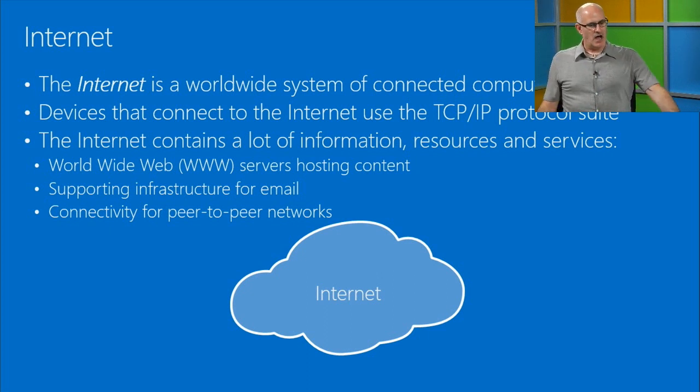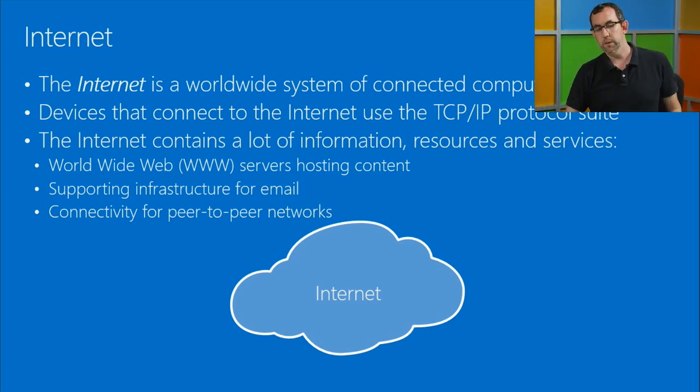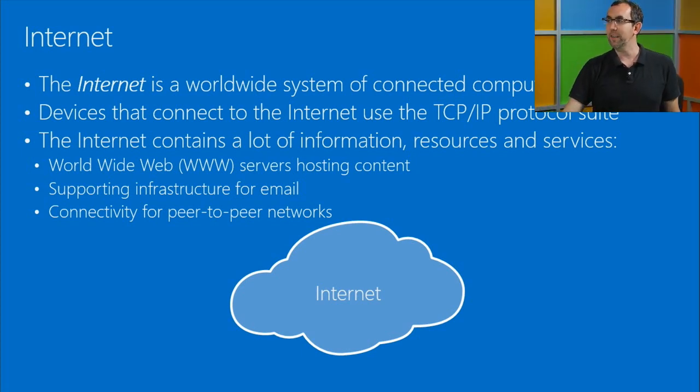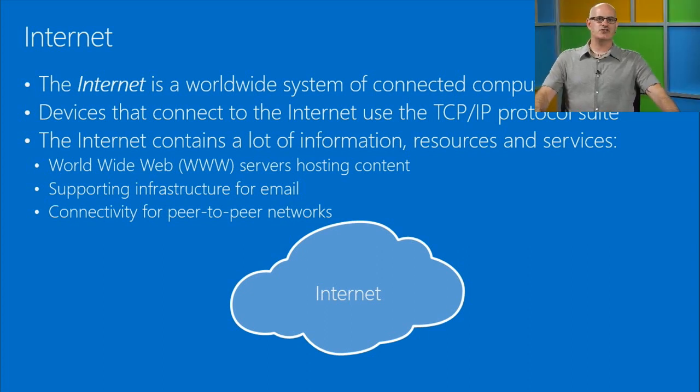Correct. I was happy on this one to include the very descriptive diagram. Very helpful. Honestly, that is a standard graphic. So when you see a cloud, you typically think internet, unless you're talking about cloud infrastructure. So we've gone so long learning internet as the cloud that now we're going to add cloud to it to make it more complicated. Correct. The internet also has supporting infrastructure for email and connectivity for peer-to-peer networks.